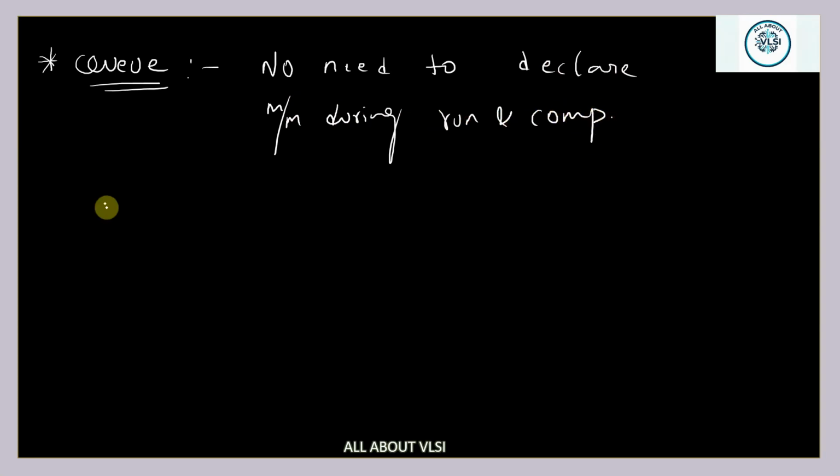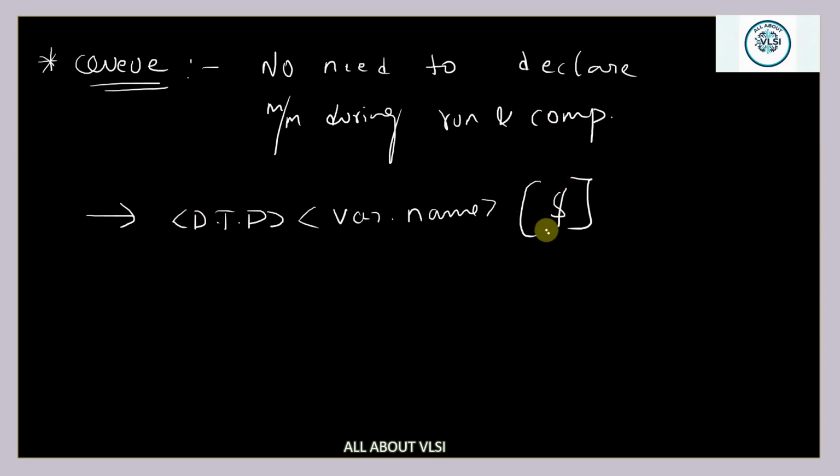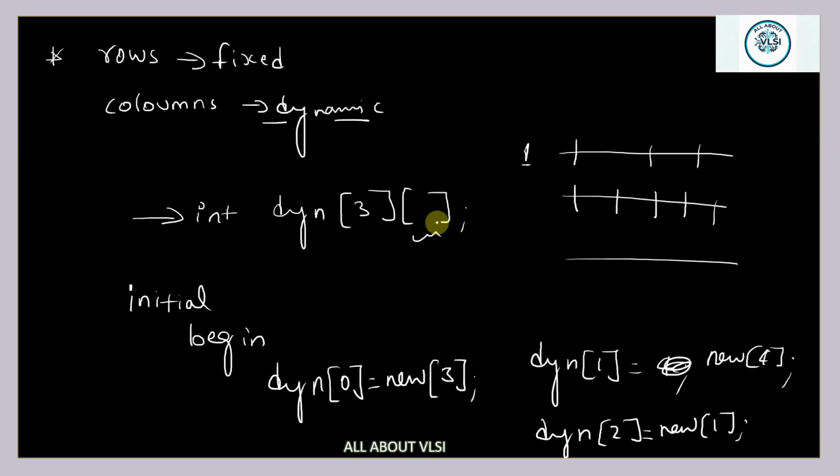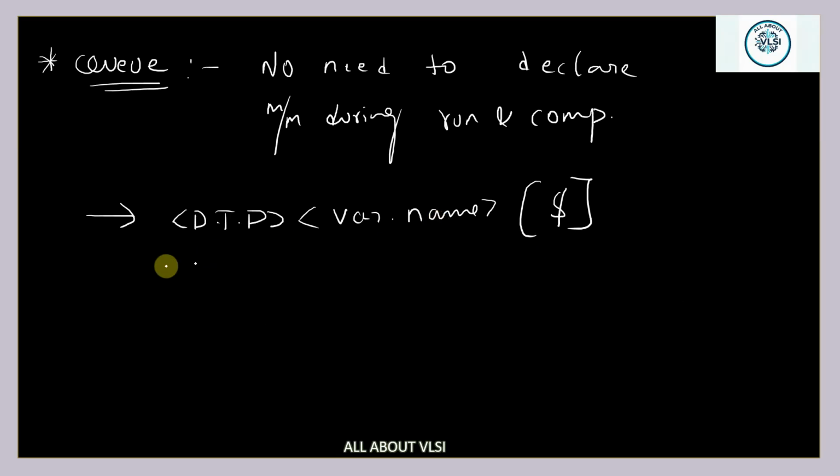Okay. Now basically coming to the syntax, we have the data type and the variable name, and we are going to declare it with the dollar symbol. Okay, if we have empty brackets, then it is a dynamic array, and if we have declared it with the dollar symbol, then it is a queue.